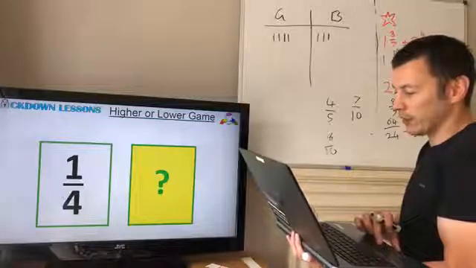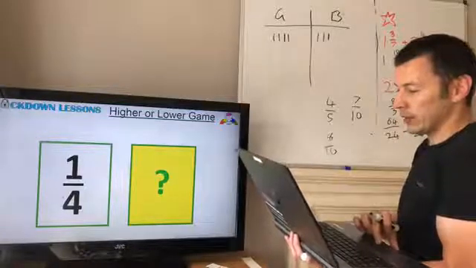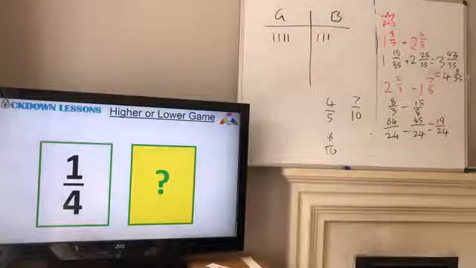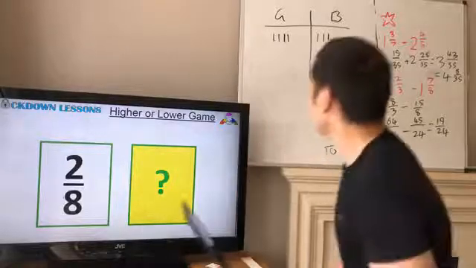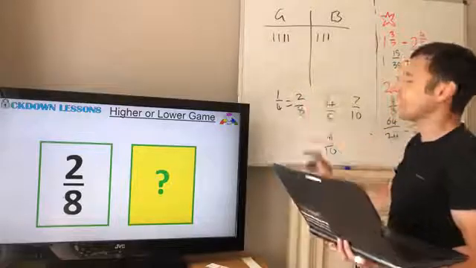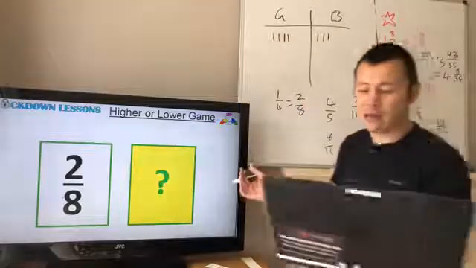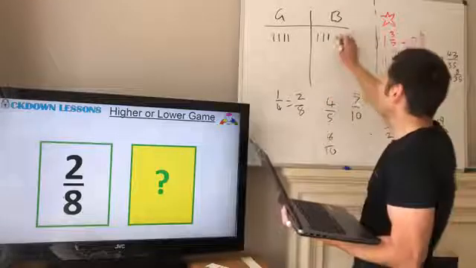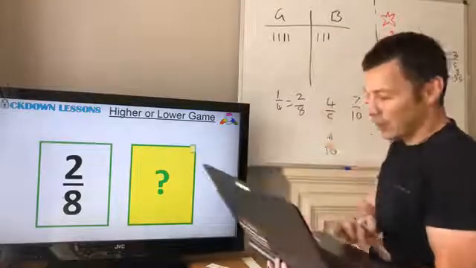Higher, boys there. Anyone else for the boys? Higher or lower? It's going to be higher than a quarter. Here we go. 2/8. Oh dear. 1/4 is the same as 2/8, and there's nothing for a pair in this game. So that's no points to the boys for that one.